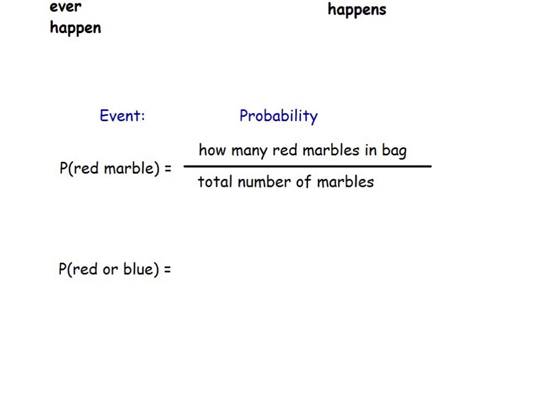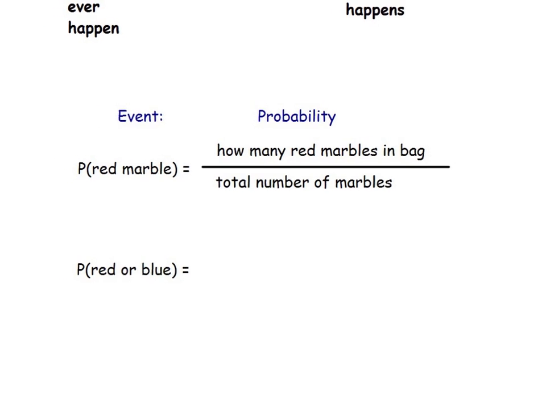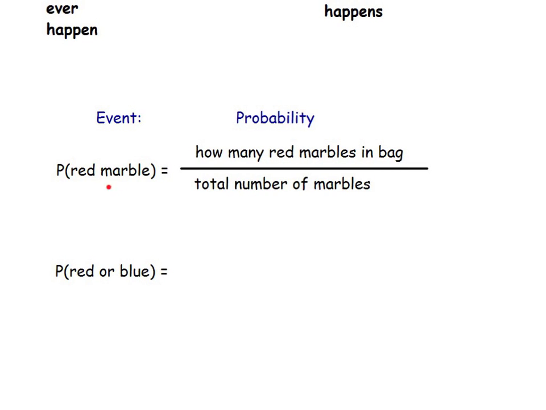If we have a bag of marbles, and in the bag are some red marbles, some blue marbles, and let's say even some yellow and green marbles. And we want to find the probability that when we reach in the bag and pull out one marble, it's going to be red. The way we do that is it's actually a fraction. The number that goes in the numerator is how many red marbles are in the bag.